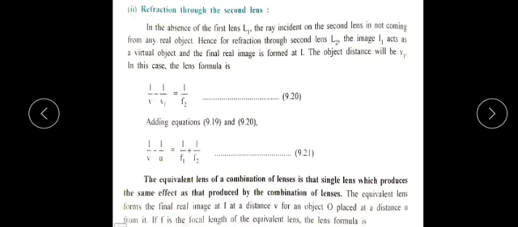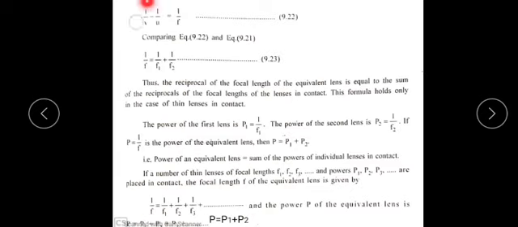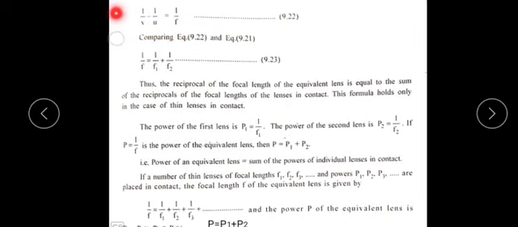Let us consider an equivalent lens which forms the real image at I at a distance V. This is the image distance, and for an object O placed at a distance U, that is the object distance, with focal length F, the equation becomes like this. This is the equation of a lens for an equivalent lens: 1 by V minus 1 by U is equal to 1 by F.